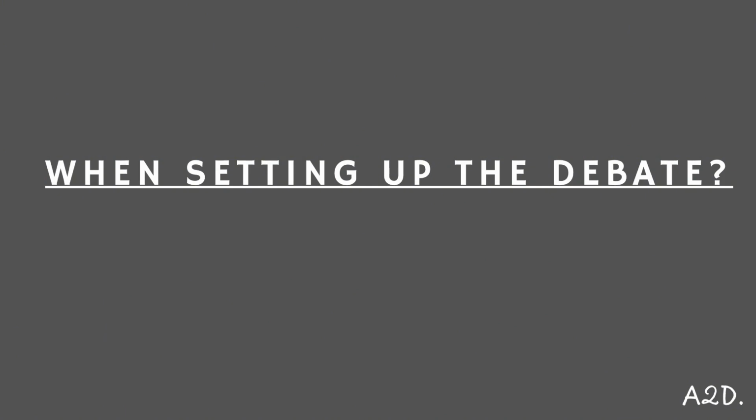So for instance, in a motion that says this house would ban something, it would probably be intuitive that on your side of the house, you're banning that thing, and the other side of the house are probably in the status quo, where that thing wasn't banned at all.